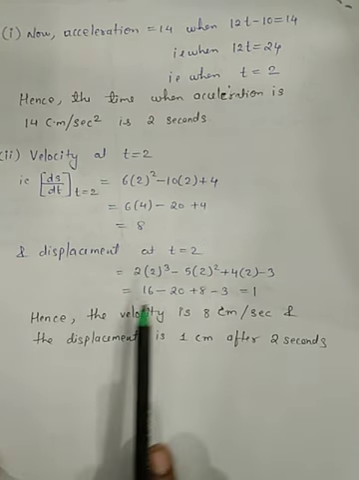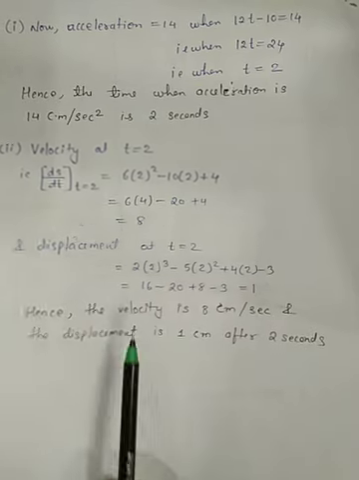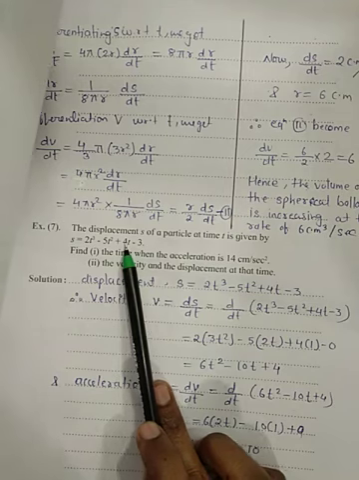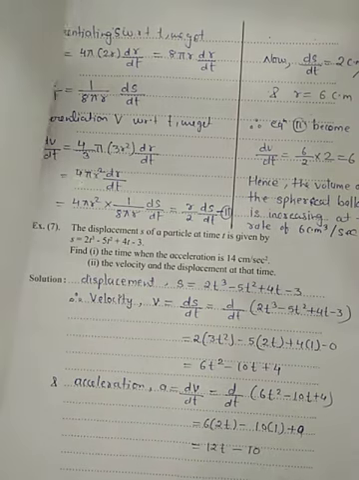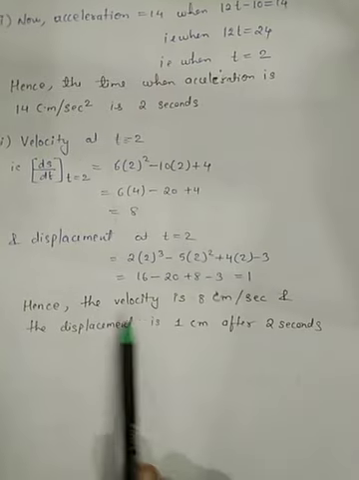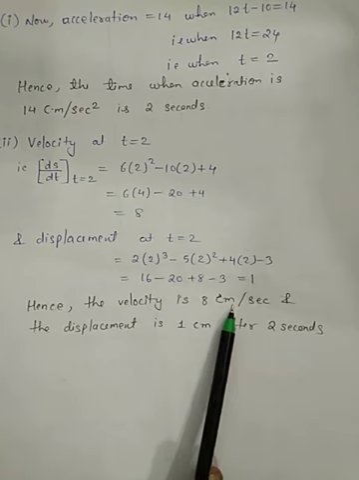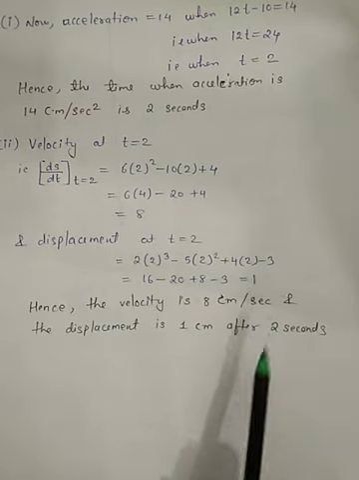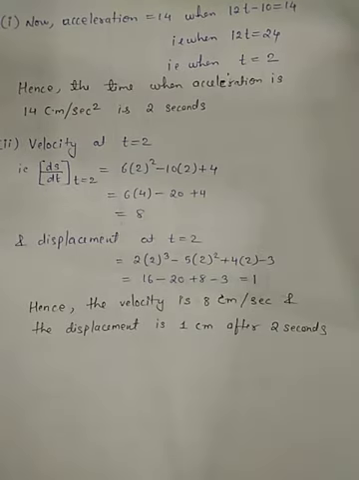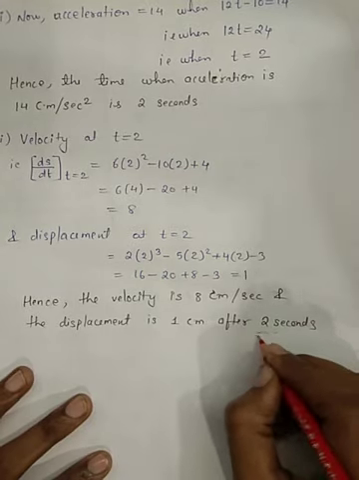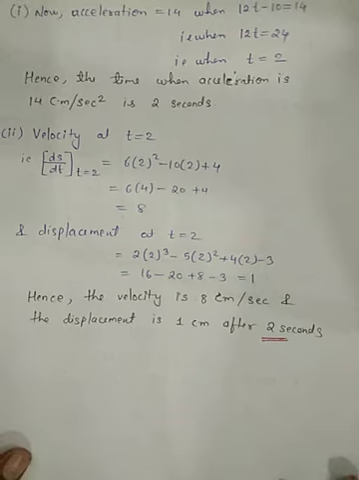At t equal to 2, we will find displacement. Displacement means this s which is given in the question. Put t equal to 2 over here, and you will find the corresponding displacement. Thus, what we have got, velocity is 8 centimeter per second and displacement is 1 centimeter after 2 seconds, that is when t equals 2. This is the final answer. Is it clear?